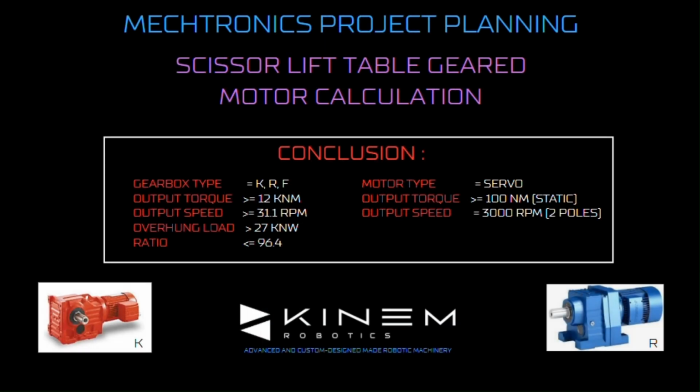Calculation conclusion. Gearbox type, high efficiency, KR or F. Output torque, bigger or equal to 12 kN-meters. Output speed, bigger or equal to 31.1 RPM. Overhung load, bigger than 27 kN. Ratio, lower or equal to 96.4.